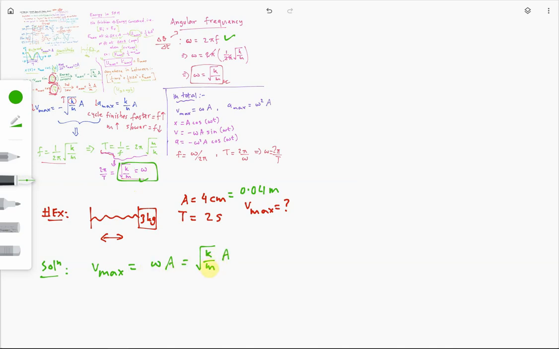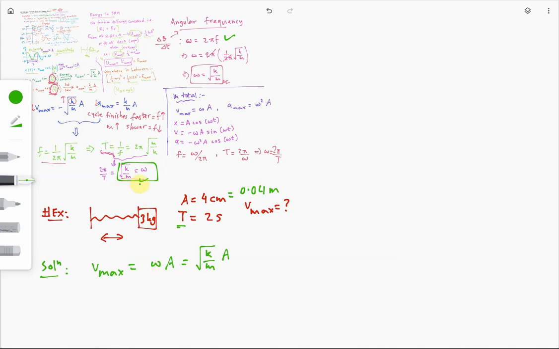Now we look at what we are given. We are given the mass of the block, which is m here, 3 kilograms. We are given the amplitude, but we don't know k, and we are asked to find Vmax. So how do we find k? Well, k is the spring constant, and we know something else. We know the period of oscillation. So what do we do with that?